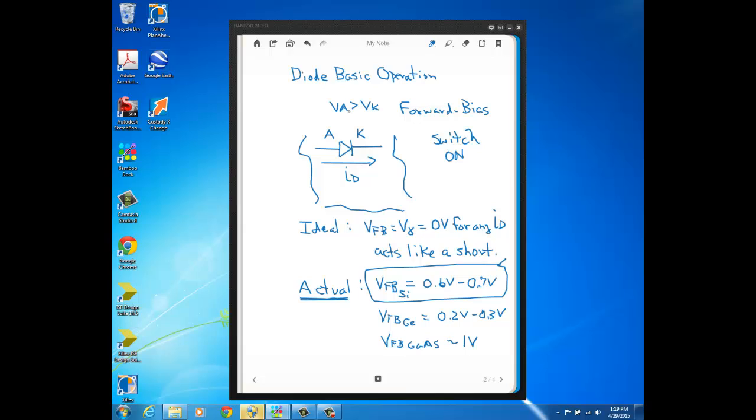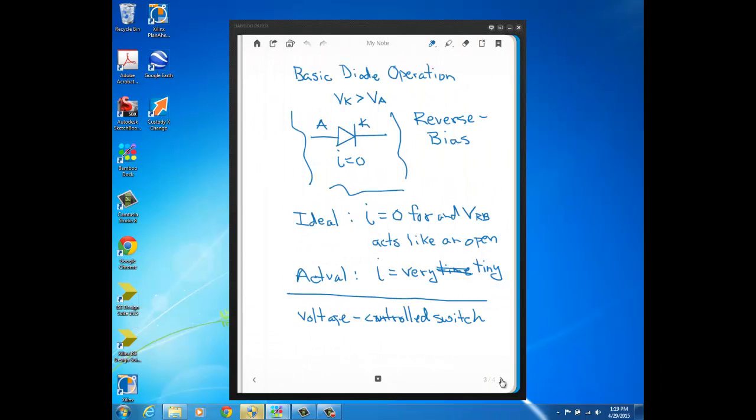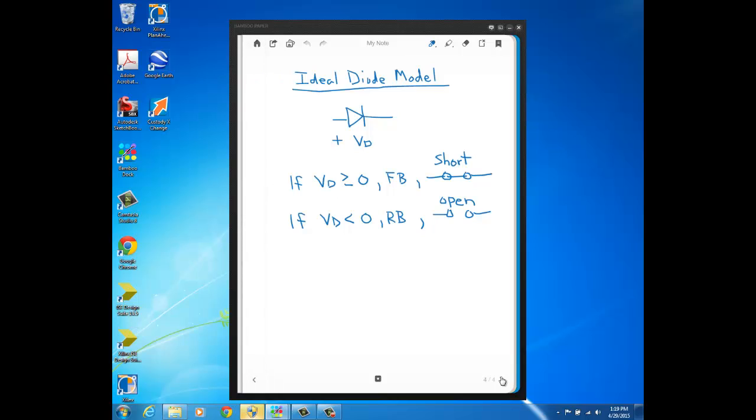And that's due to this relationship between the voltage on each end, the anode and cathode end of the junction or the diode. Whereas if I simply reverse that voltage and make the cathode greater than the anode voltage, well, now it's not allowing any current to pass through, and that's like a switch that's off. Okay, so really, you can summarize the basic operation of a diode as that of a voltage-controlled switch.